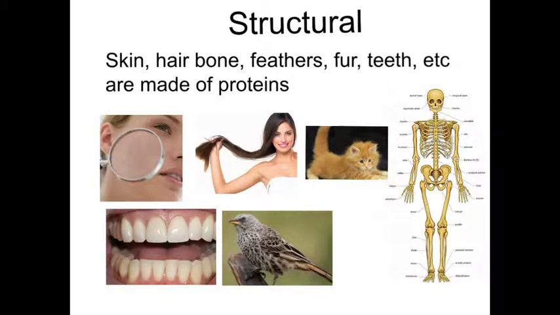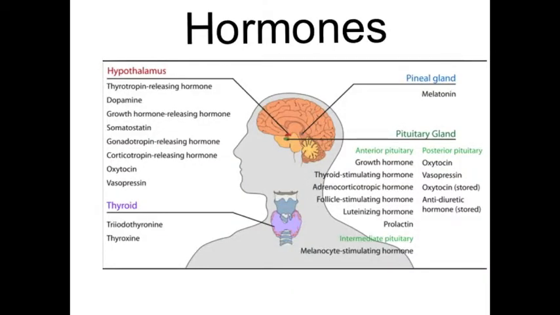One kind of protein that we need to know about are called structural proteins. These are proteins that go to make up the structure of the organism that we're talking about. So skin, hair, bone, feathers, fur, teeth, anything that goes to make up a living thing are normally made of proteins. Another example of proteins are called hormones. Hormones are chemicals made by an organism that help it carry out its function.